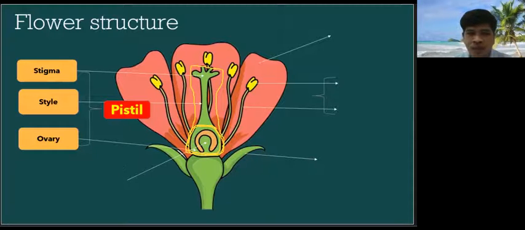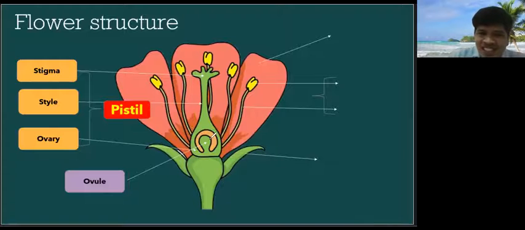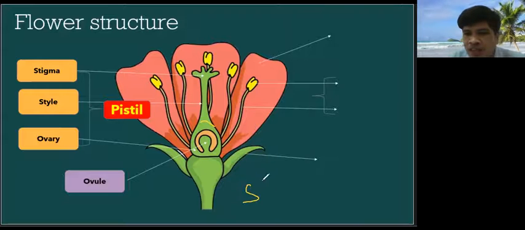Another one. This is the ovule, the smaller one inside. If this ovary will become the fruit, this part inside, the ovule, will become the seed. When this becomes mature, the ovary will become the fruit.